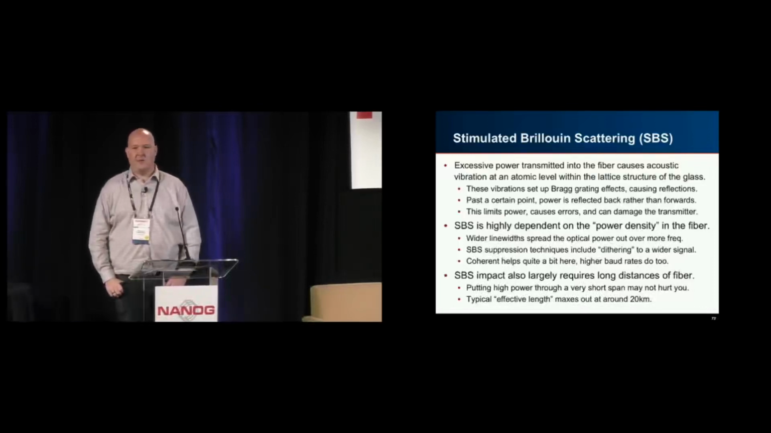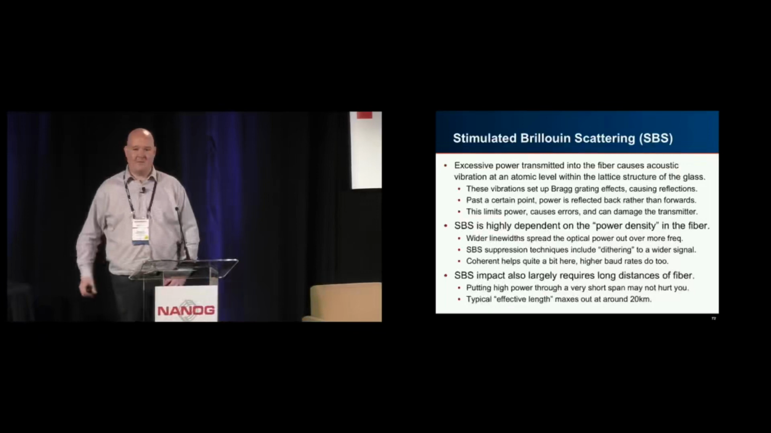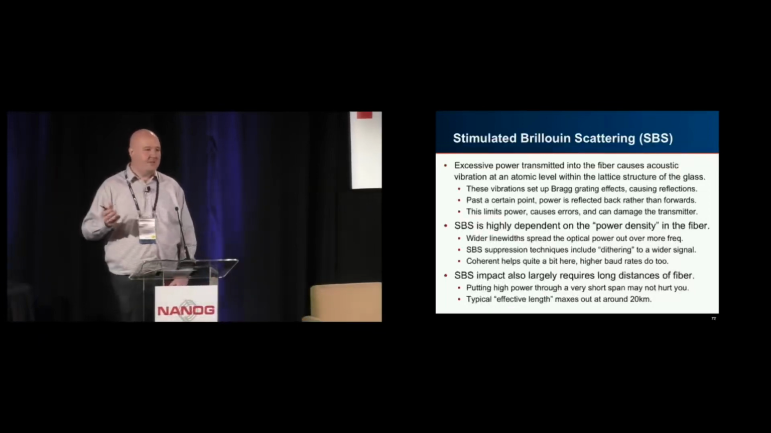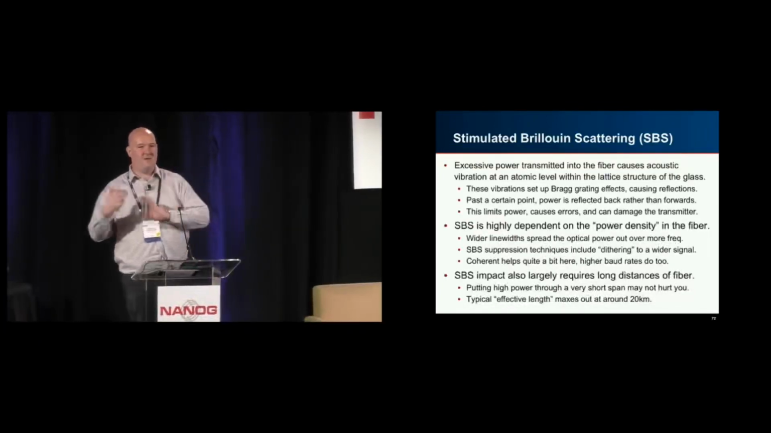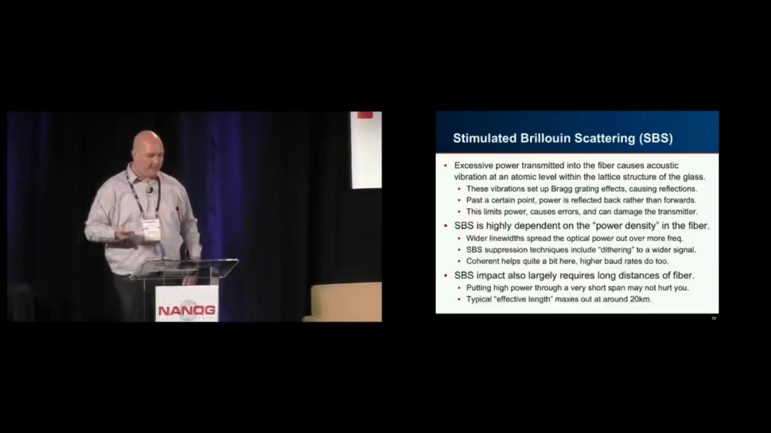If you put a really high power system through a 1 meter patch cable, you probably won't notice. But if you do it through a 20 meter patch cable, or 20 kilometers of fiber, you will. 20 kilometers is kind of the magic number. Once you go past 20 kilometers, the signal has fallen off below the point where it's causing that impact. But for that first 20 kilometers, you're starting to get those reflections all the way through.